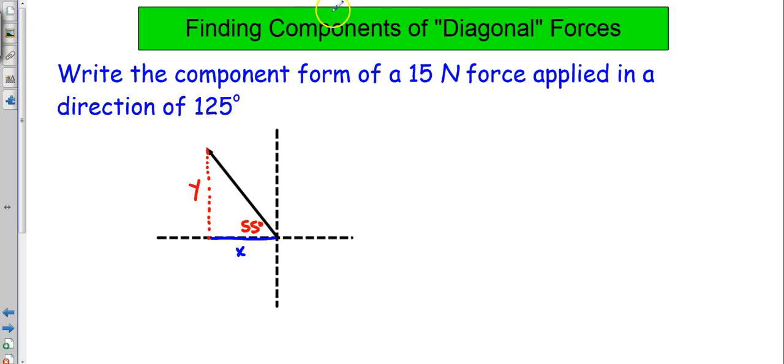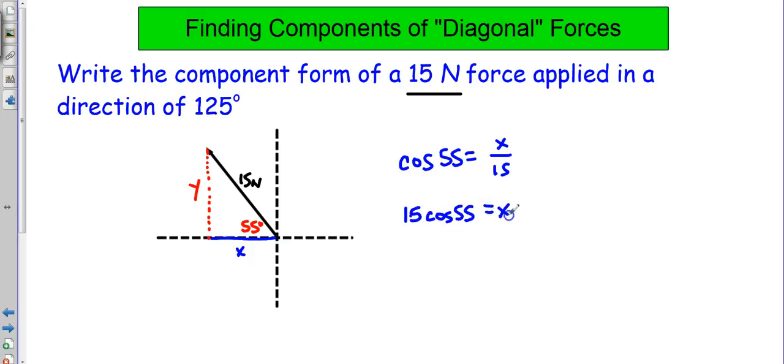Let's see what else we need here. We've got to label our 15 newtons. So we got 15 newtons right here. So if we want to find the x, which is the adjacent, we're looking at cosine of 55 is equal to x over 15. So 15 times the cosine of 55 is going to be the x component of this 15 Newton force in the direction of 125. Go through and solve for the y.